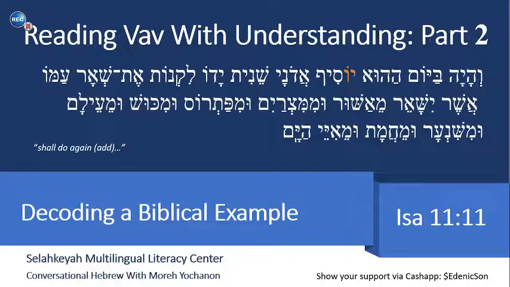Yo, and here you have the holam vav making the O sound. The U makes the Y. The holam vav makes it O. So you have Yosef, and this might sound like the name Joseph because it means the same thing. Joseph in Hebrew means to add. And this verse here, Yosef means to do again or to add again, right?